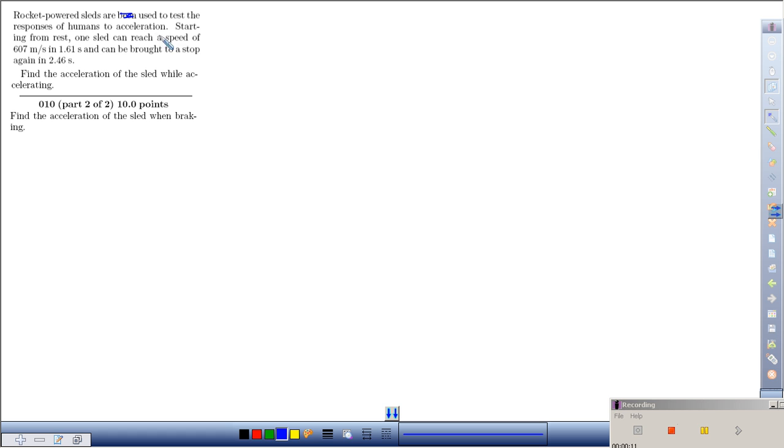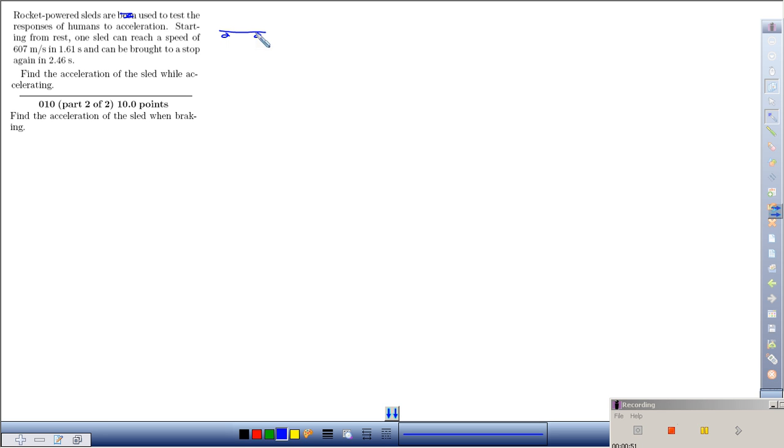So what's really going on here? It sounds like there's a lot of information here. Starting from rest, that's one speed, or velocity, of 0. My next speed is 607 meters per second. And then it can be brought to a stop again. So this sled is going through two different types of motion. So let's see, a rocket-powered sled.